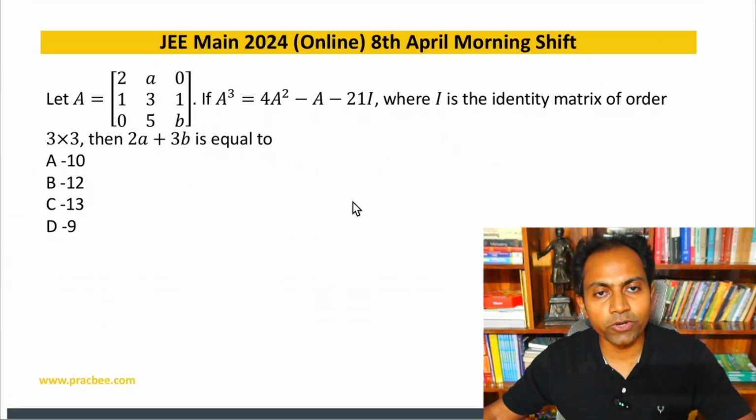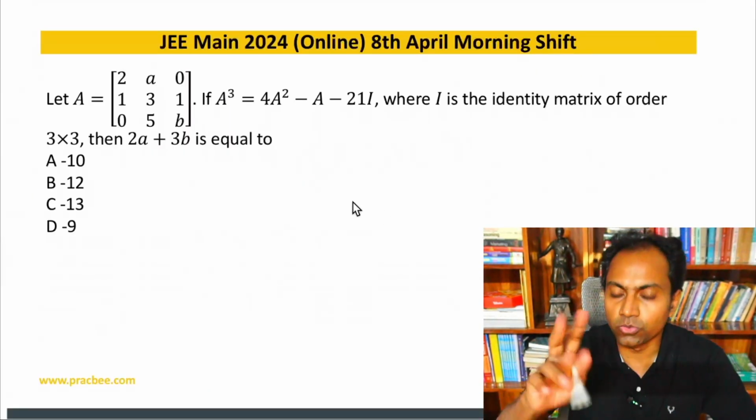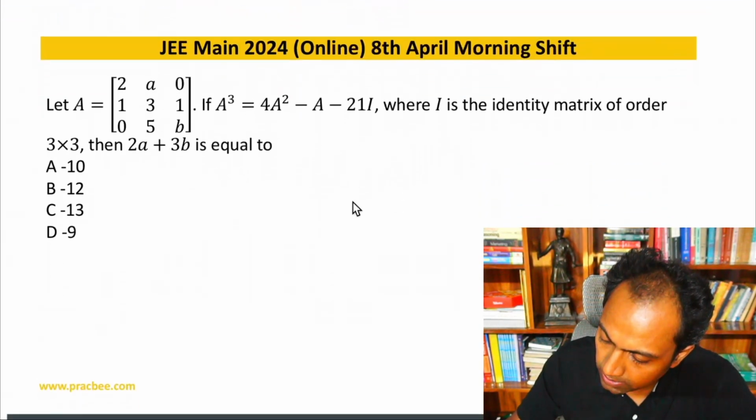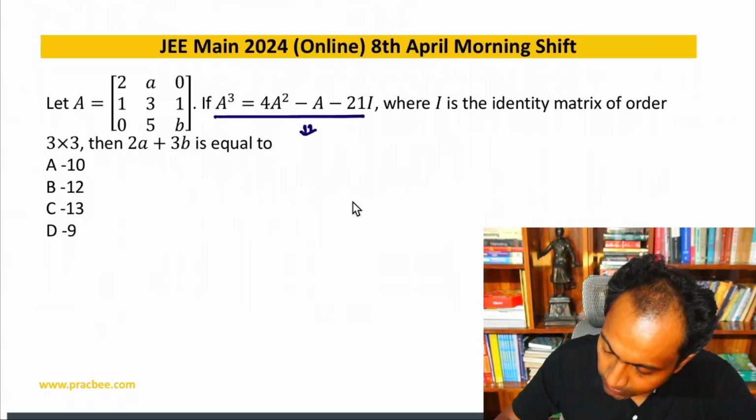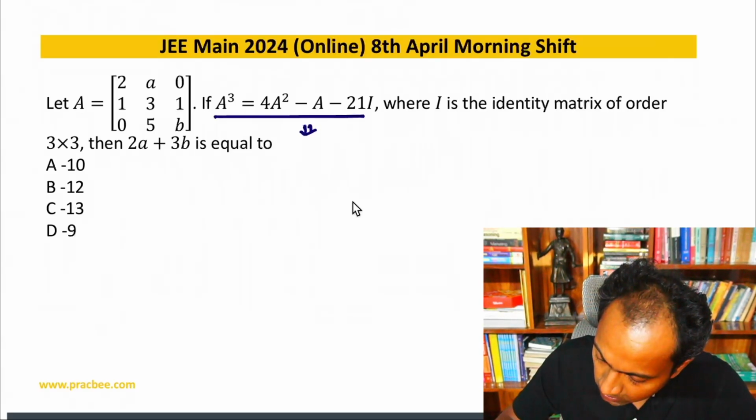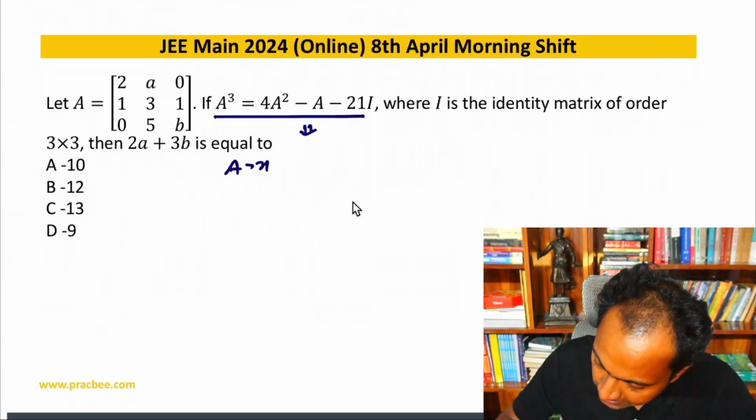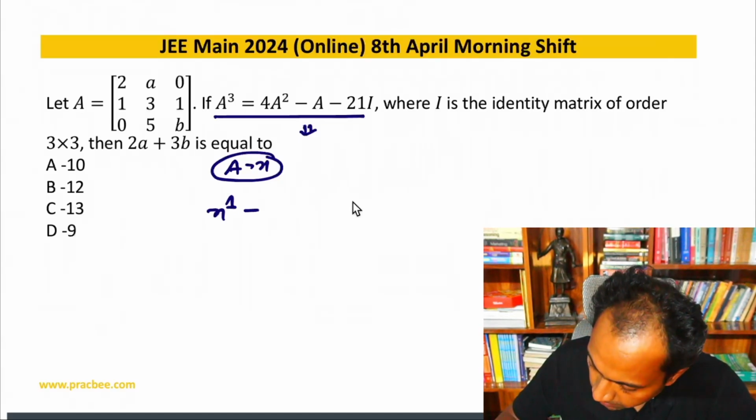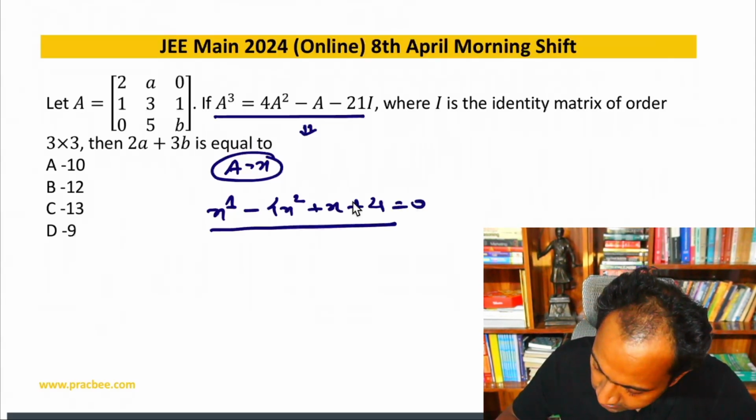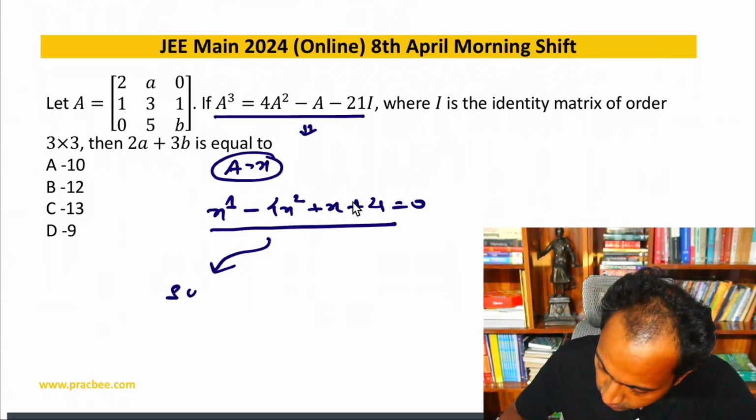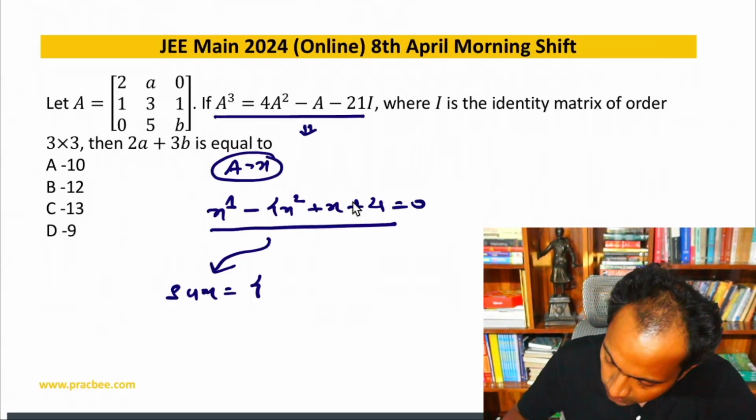Now if I look into this 2024 question, it tries to utilize the two relations that I told you earlier, that if you have a Cayley-Hamilton equation, from here we can write the characteristic equation. So if I replace A by x, I will get the characteristic equation, and it looks like this: x cube minus 4x square plus x plus 21 equal to 0. And we know that this equation will give us two pieces of information. The sum of the roots, that is 4, is nothing but the trace of matrix A.